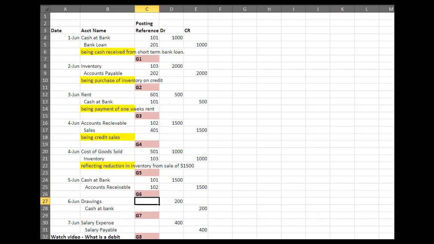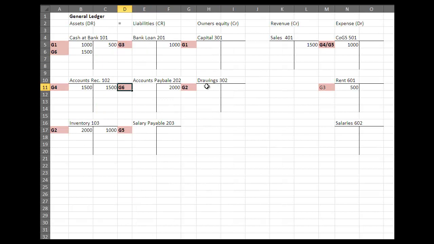Drawings was $200. Now that is going to be a debit because it's come out. Drawings $200. Cash at bank $200. And this becomes G7. And this is G2 on that side and G7 on the other side.